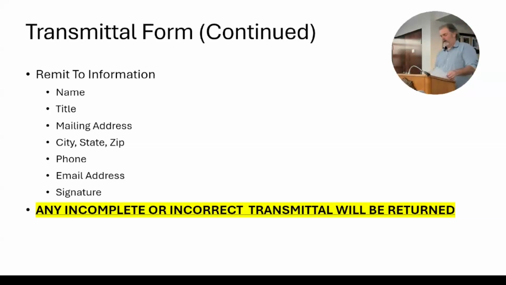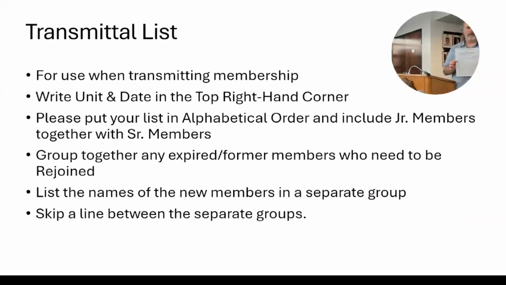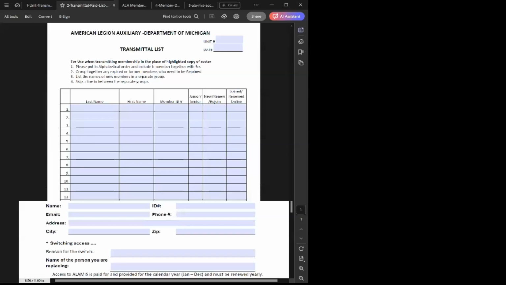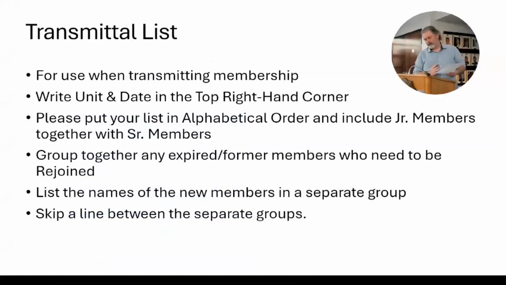Okay, all right. The next form we're going to be working with is our transmittal list. Okay, this is where you're going to list all of your members that you are renewing, rejoining, new members, everything that's going to be on this list. So this is what we're working with right now. I'll give everybody a chance to get that. Okay, so the transmittal list, it's going to be used for transmitting your membership.